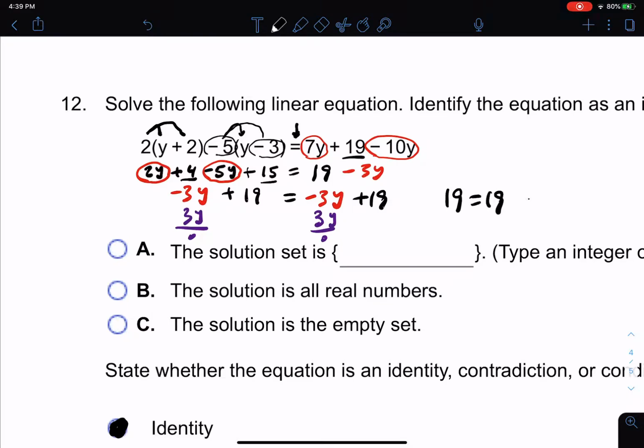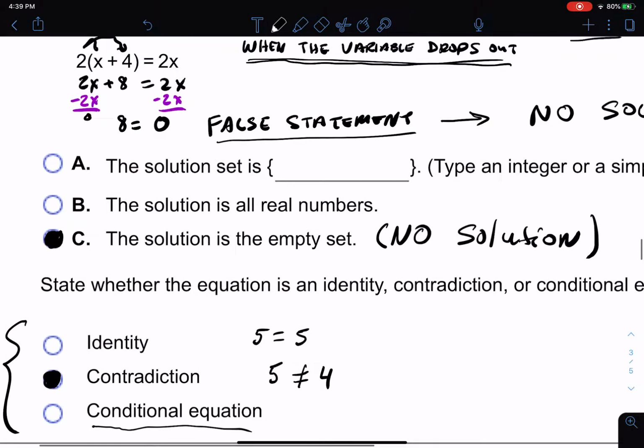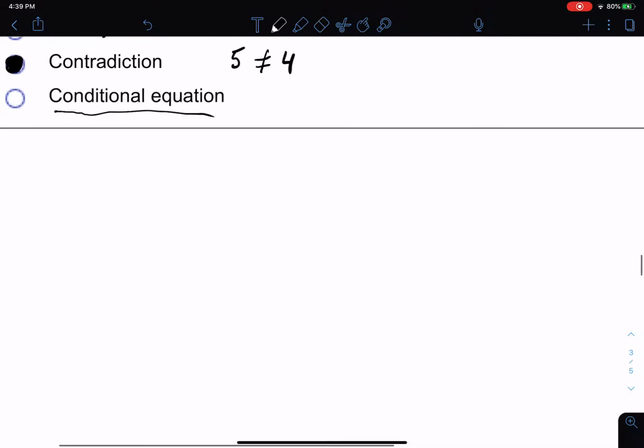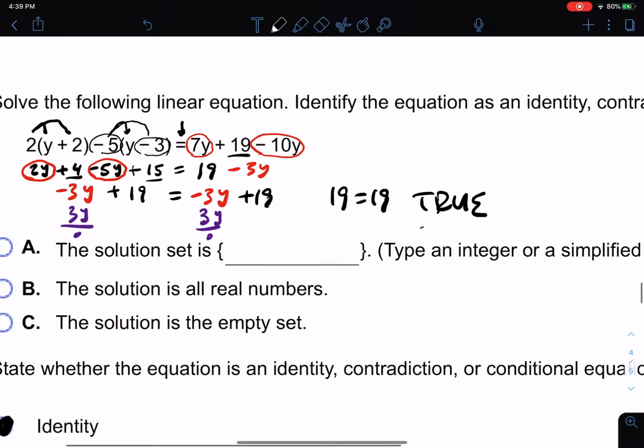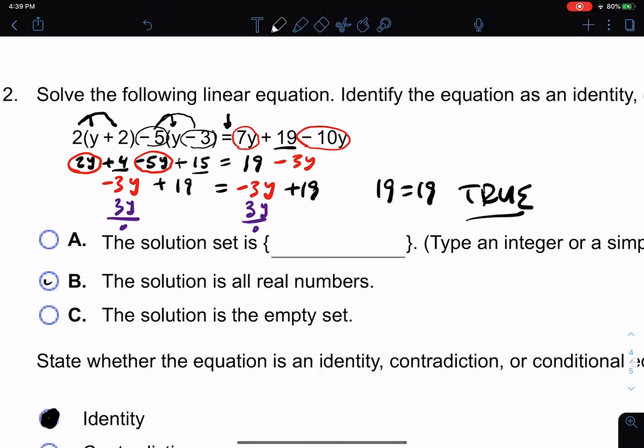Well, that's true. When the variables drop out and you have a false statement, there's no solution. When the variables drop out and you have a true statement, the solution is going to be all real numbers.